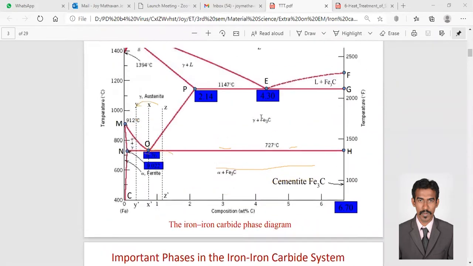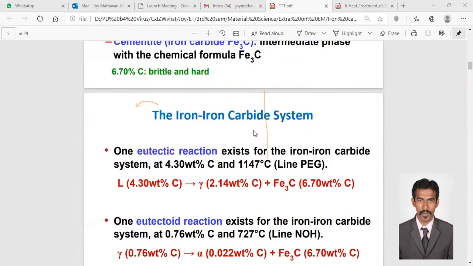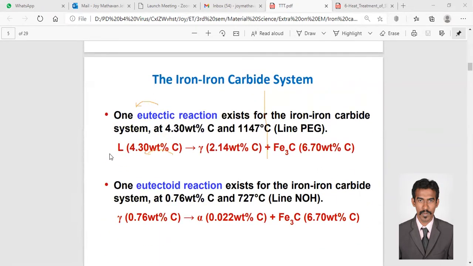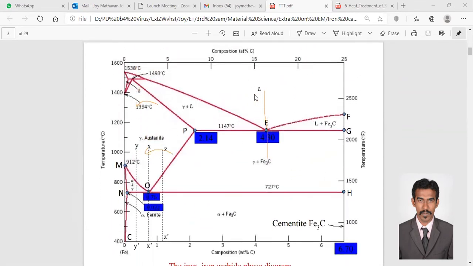Line PEG. Okay, line PEG. So this reaction occurs at 1147 degrees Celsius and at the E point. So in this region, this reaction is going to occur. There you see L, 4.3 weight% of carbon. L is liquid iron solution, 4.3 weight% of carbon. So you see here liquid iron of 4.3 weight% of carbon. So this is that region.